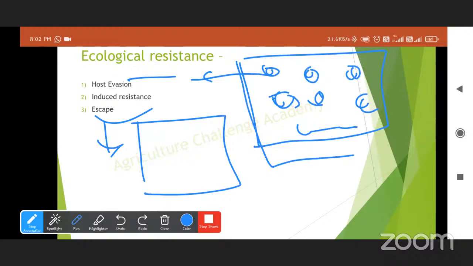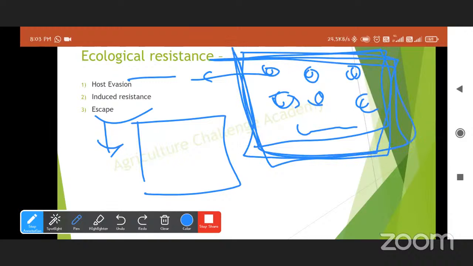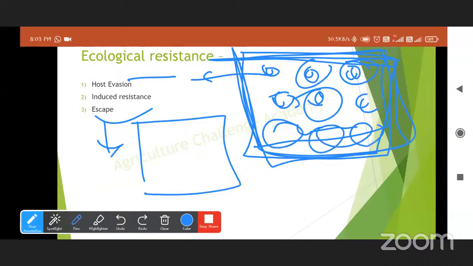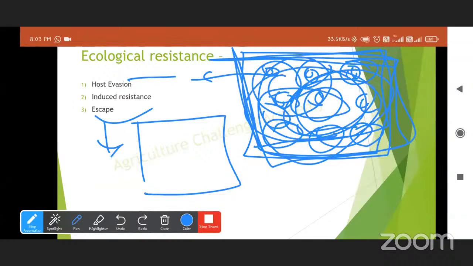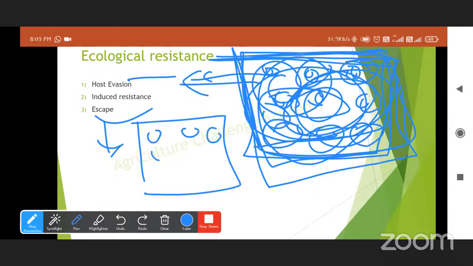But host evasion refers to the whole population. It will not happen in a single plant or two in the whole field. All the plants present in this whole field will show host evasion. Host evasion is associated with the whole population, but in escape, the majority of the plants present in the field will be infected. Only one or two plants will be able to escape the damage. This is the difference between host evasion and escape.